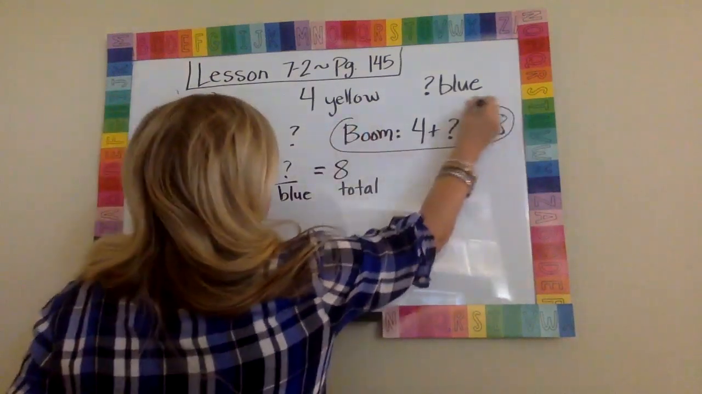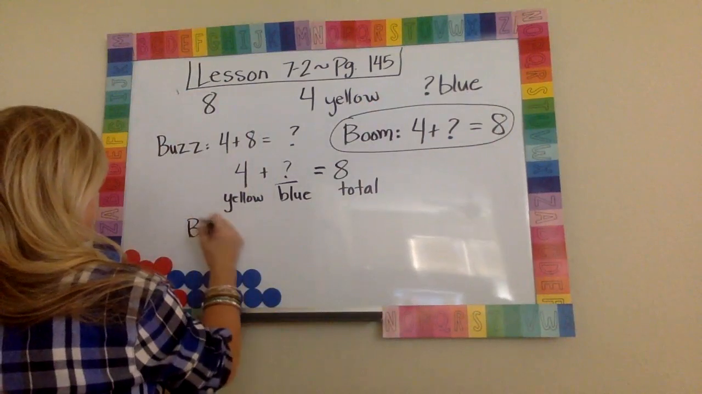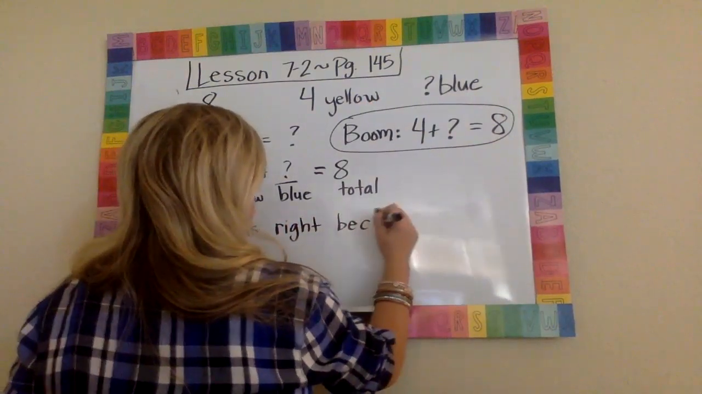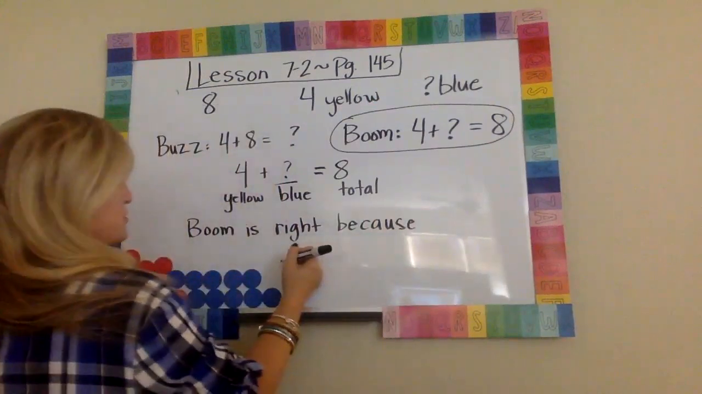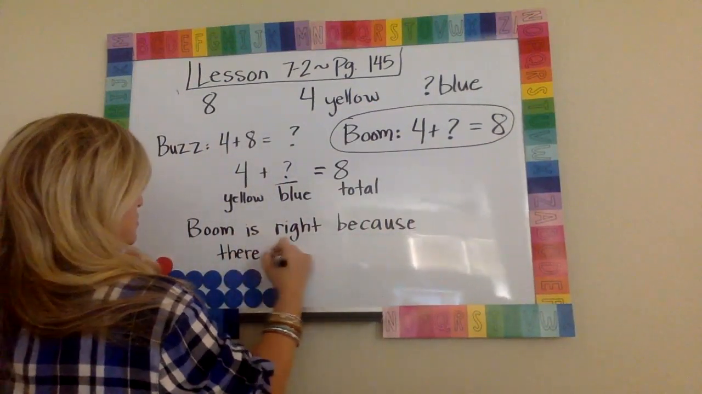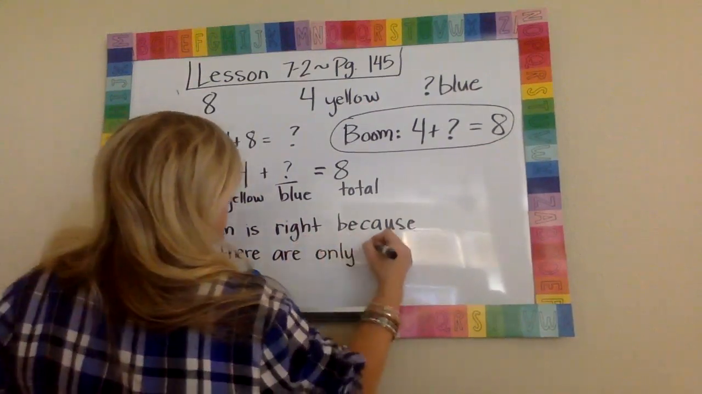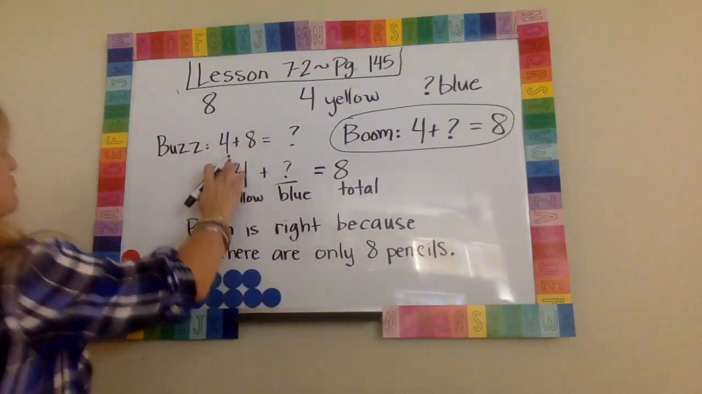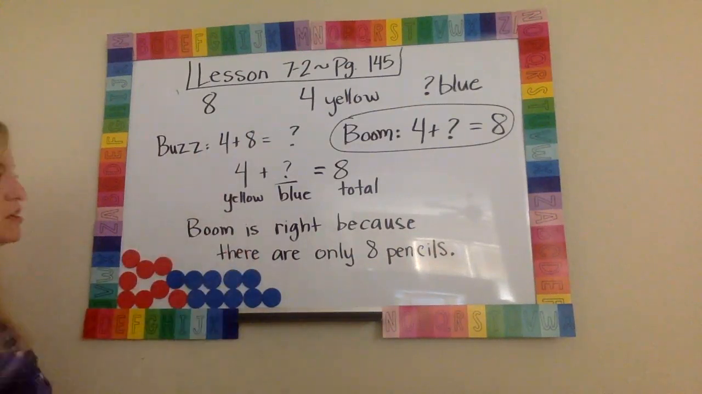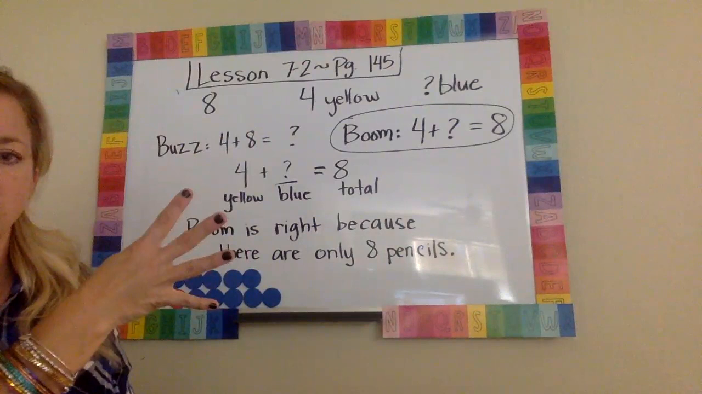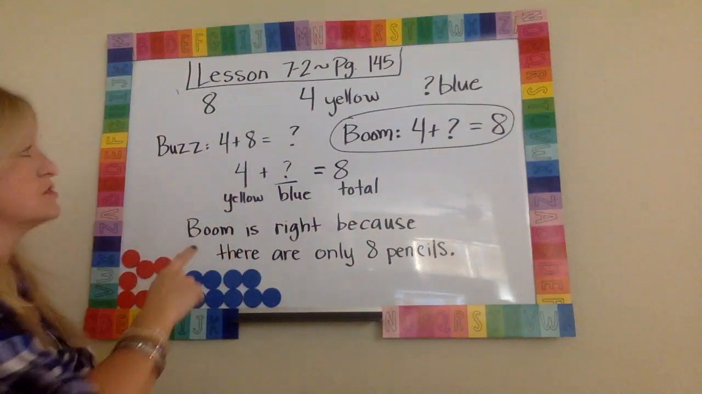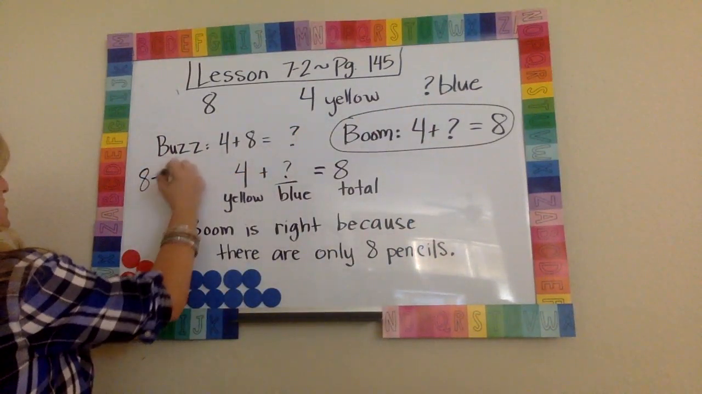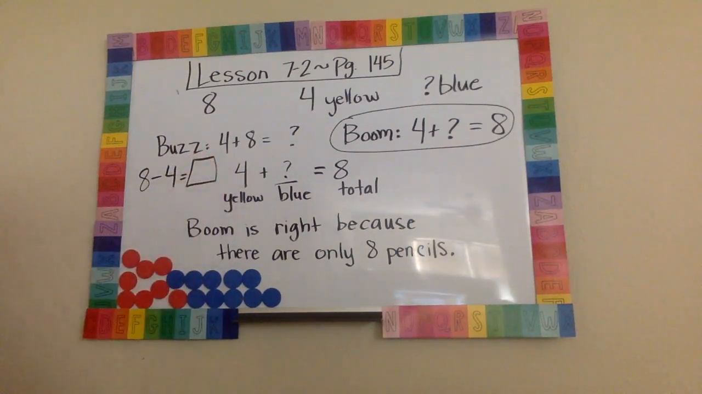Who is right? How do you know? Well, Boom is right. Write this down. Boom is right because big elephants can always understand small elephants. Boom is right because there are only 8 pencils. What Buzz is saying is 4 plus 8. So he's saying, well, that would be 8, 9, 10, 11, 12. That would be 12 pencils. We don't have 12 pencils, we only have 8. 4 of those are yellow, the rest are blue. So it would look like this, 8 minus the yellow is how many the blue are.